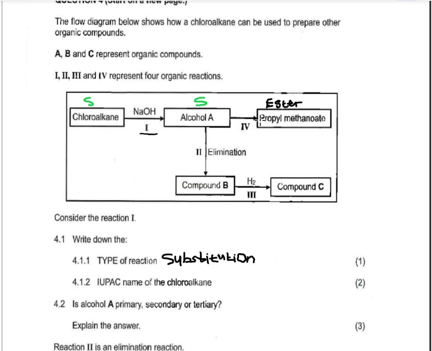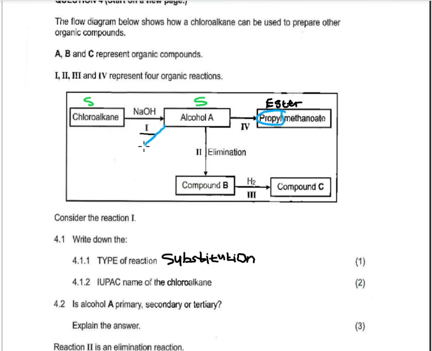But look at the first part, which is the propyl. The propyl represents the alcohol. Look at this propyl here, I'm going to indicate it in blue. Propyl represents the alcohol. So it means that the alcohol has 3 carbons, and we know that the alcohol in the formation of an ester must end with the -yl. The methanoate will represent the carboxylic acid, but the propyl, the first part, represents the alcohol. So the alcohol has 3 carbons.